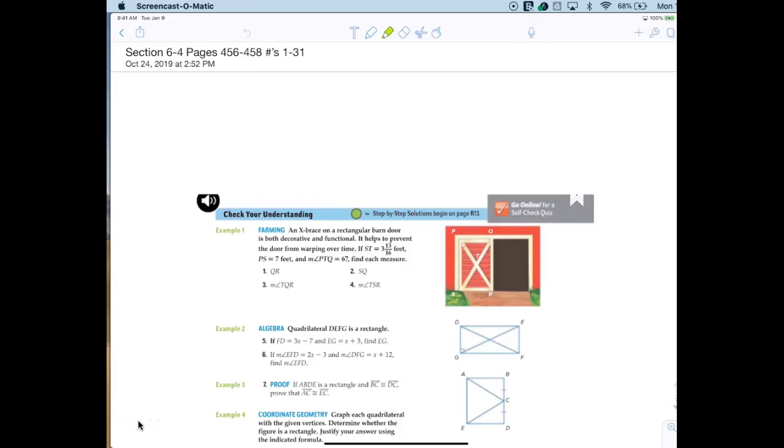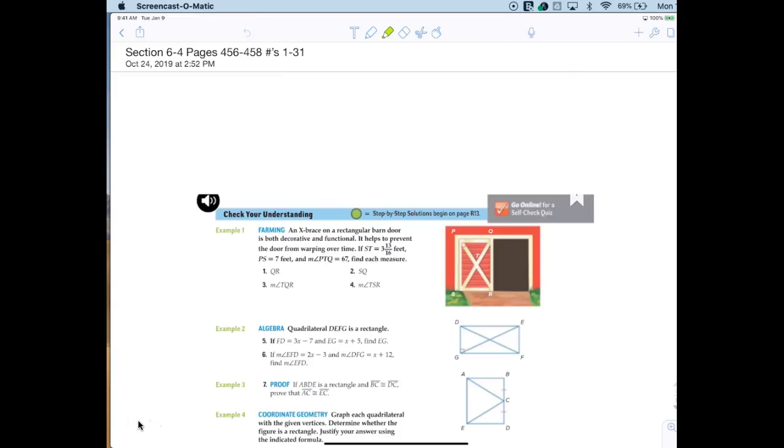All right, so the first thing we need to know is that a rectangle is what type of shape? Parallelogram. Yes, everybody should know it's a parallelogram. So what does that mean? That means that everything that applies to a parallelogram also applies to a rectangle.